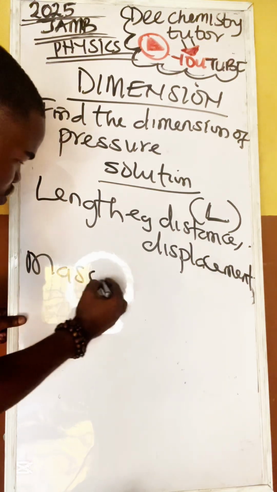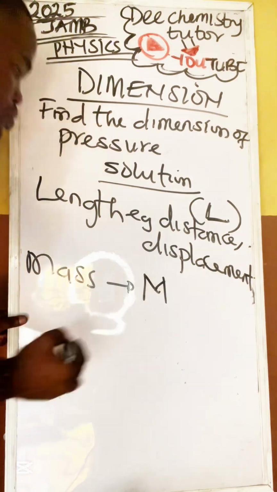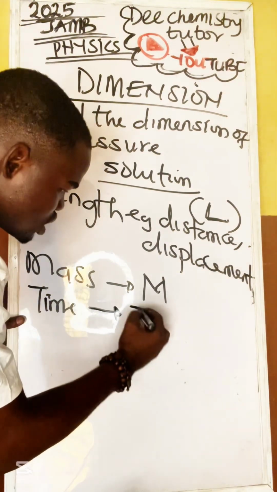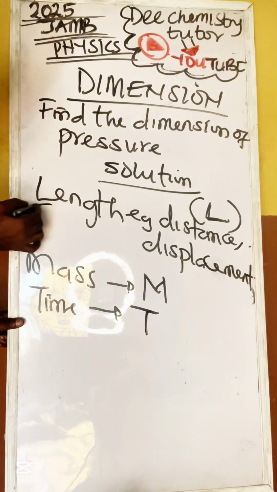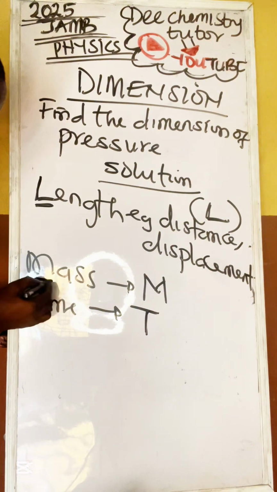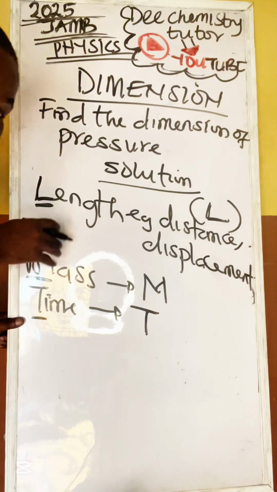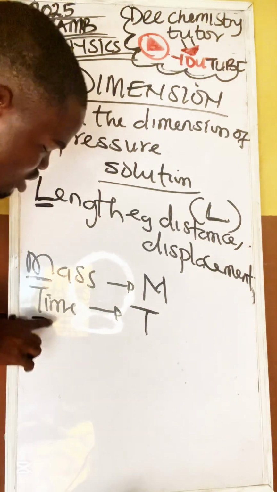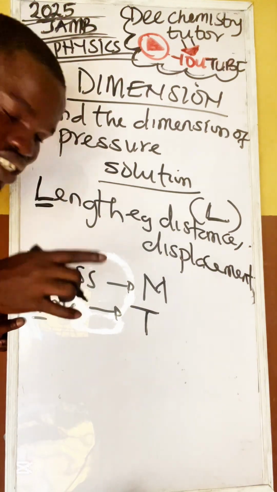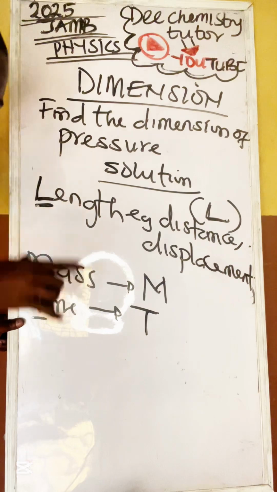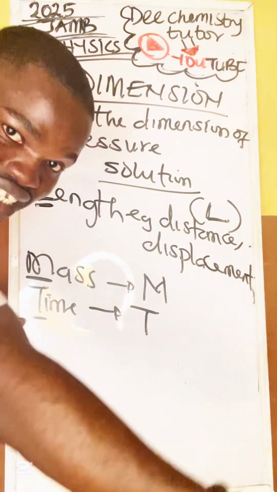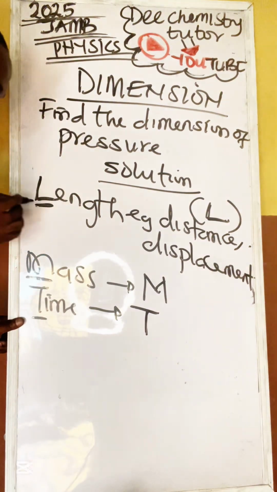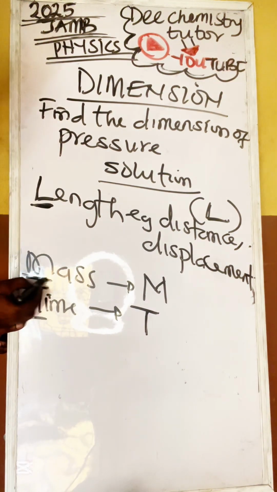Mass, we represent it with big M. And when we talk about time, we represent it with big T. In dimension, you're only picking the first letter: length L, mass M, and time T. This is not the unit, oh. This is dimension. If they ask you for the unit of time, the SI unit is seconds. The SI unit of mass in physics is kilogram. The SI unit of length is meter, despite the fact that there can be other units of length, like kilometer, centimeter, decimeter. But this is dimension. Dimension is just picking the first letters, right?